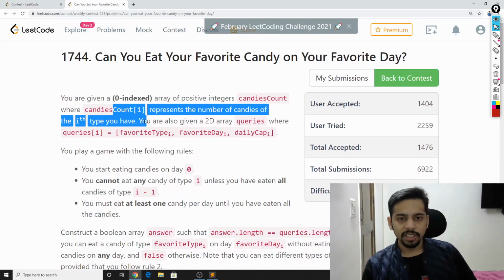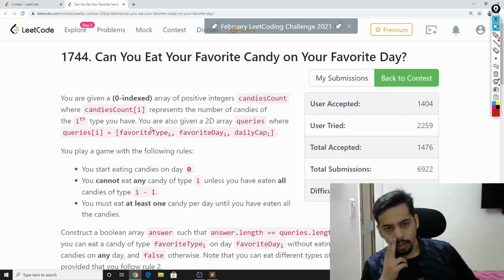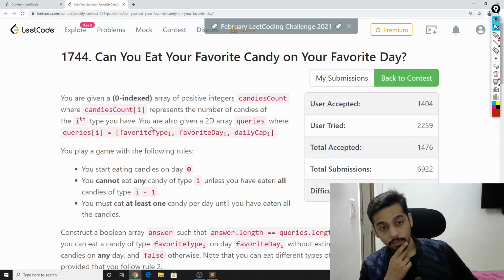Given a zero indexed array of positive integers candies count, where candies count i represents the number of candies of the ith type you have. You're also given a 2D array of queries where each query is favorite type, favorite day, daily cap.